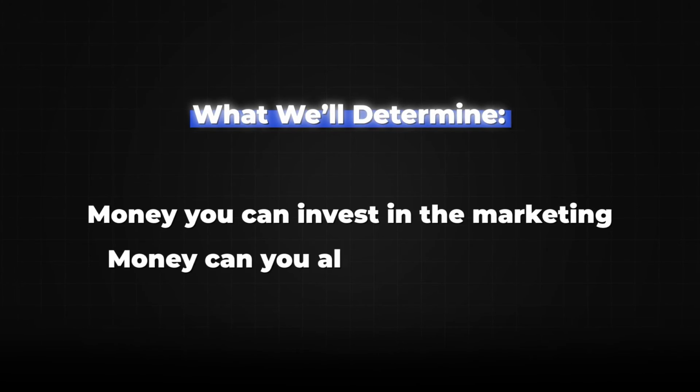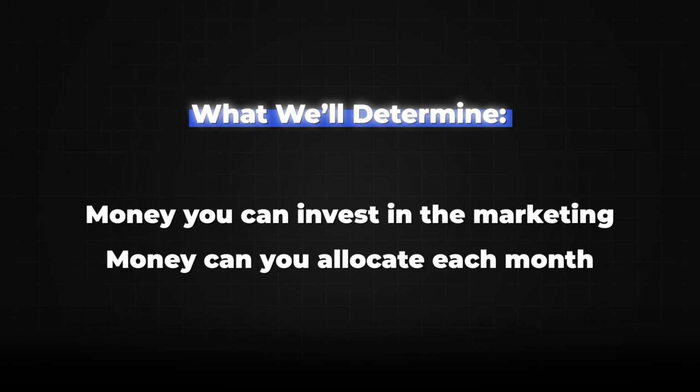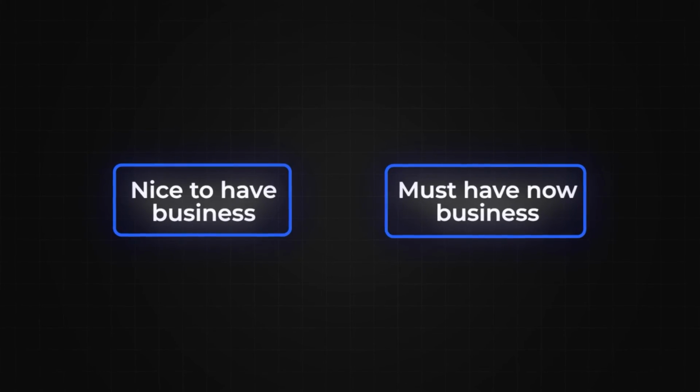Now, let's bring it all together so you can implement a similar strategy inside of your business today. Before anything, what we need to determine is how much money you can invest into marketing. How much money can you realistically allocate each month? Remember, your budget doesn't need to be massive, it needs to be strategic. The second step is to determine if you're a must-have now business or a nice-to-have business. This will guide how you allocate your budget between intent-driven platforms like Google and visibility-focused platforms like Meta.